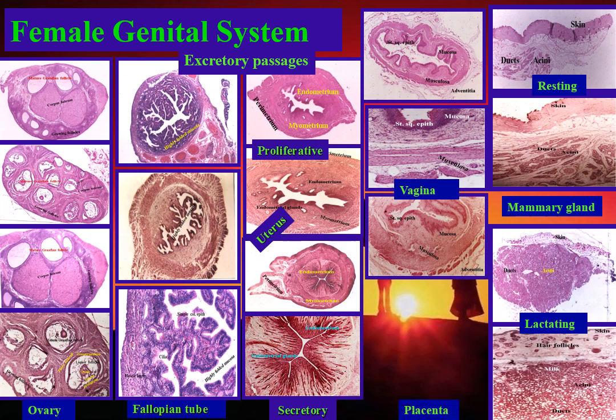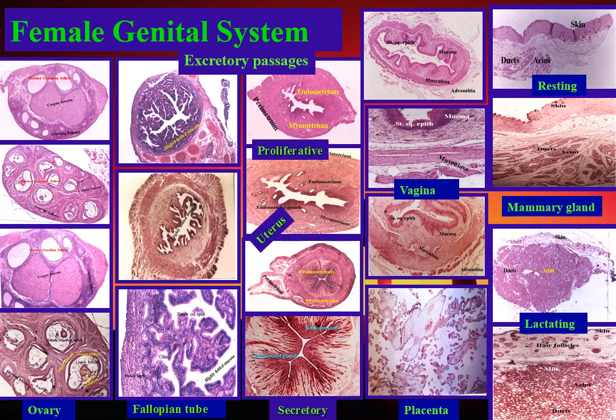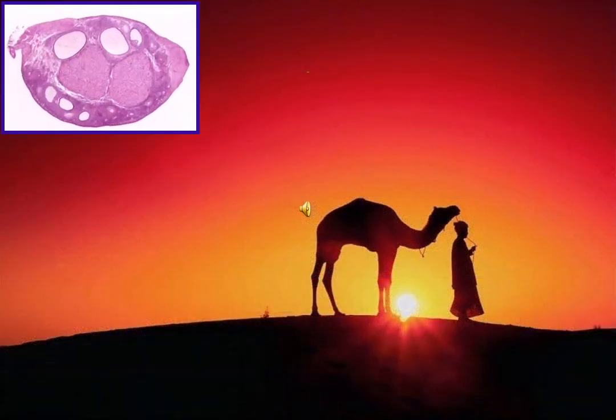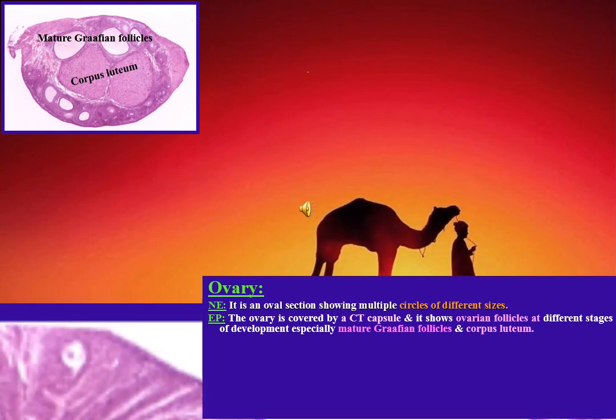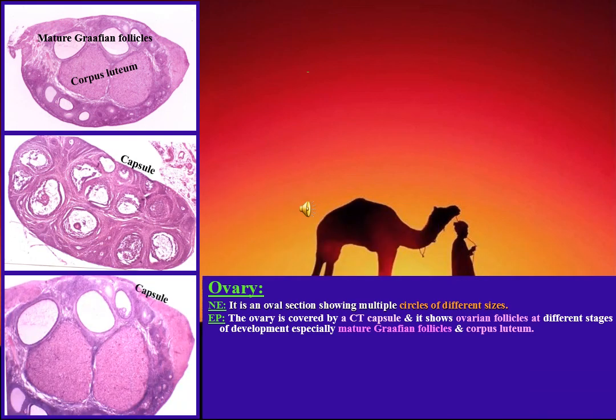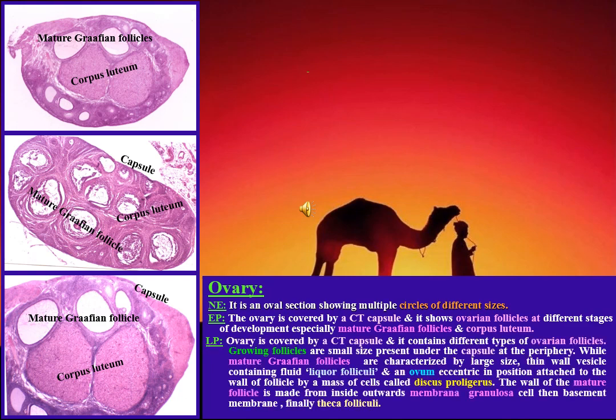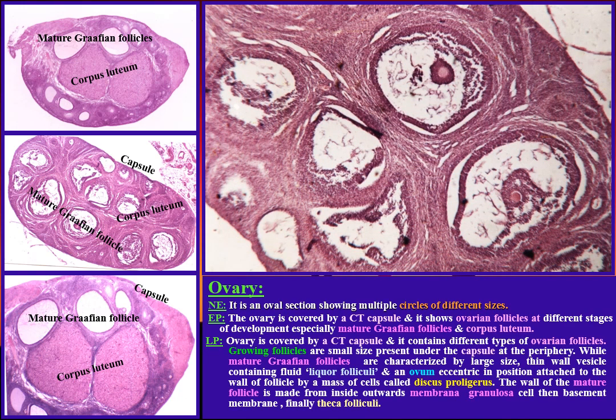Placenta, examined by low power. Ovary. By naked eye, it is an oval section showing multiple circles of different sizes. By eyepiece, the ovary is covered by a connective tissue capsule and it shows ovarian follicles at different stages of development, especially mature Graafian follicles and corpus luteum are easily diagnosed.